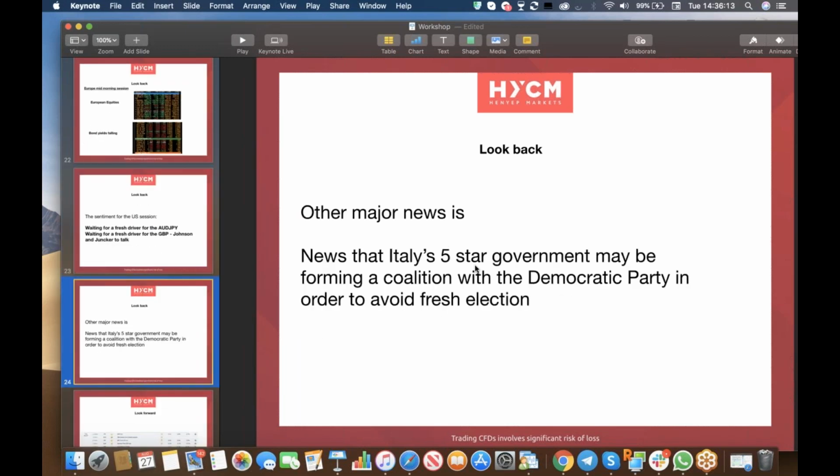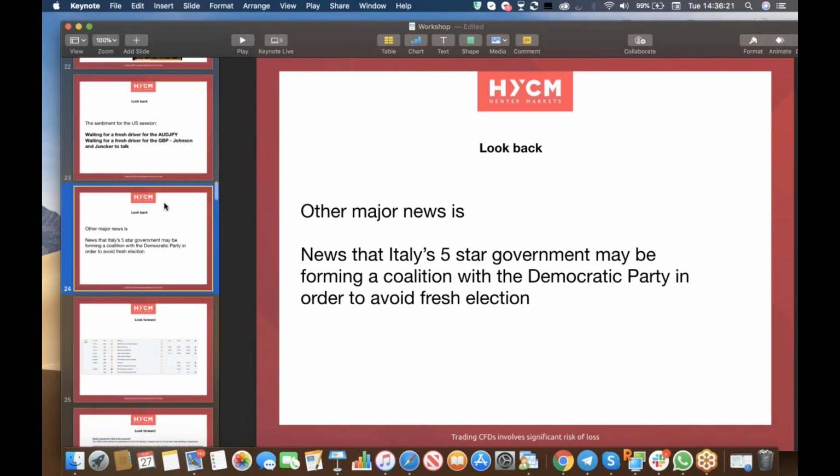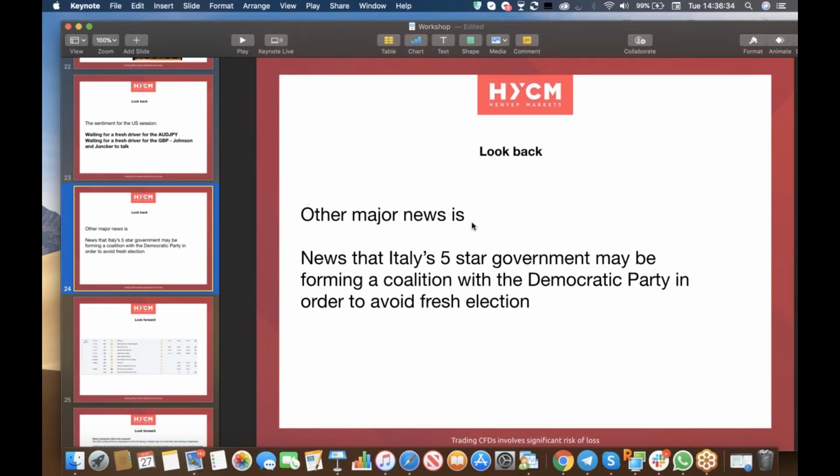Other major news is Italy's Five Star government may be forming a coalition with the Democratic Party in order to avoid a fresh election. This has been a story that's been constantly bubbling away for the euro for weeks, really. It's not particularly moving the market, but it's something to be aware of, particularly for euro traders.